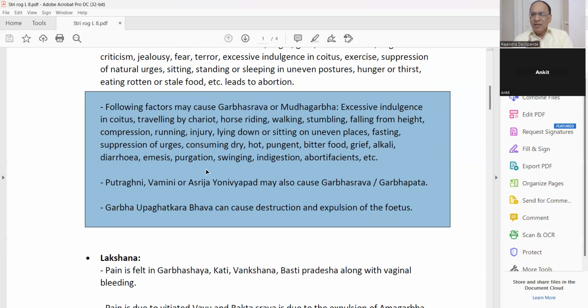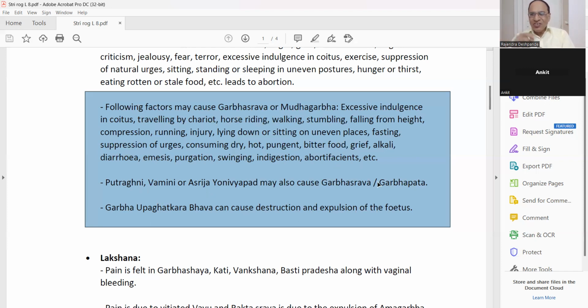Without a prescription, a pregnant lady should not do anything of her own. For anything, she must take the advice of the gynecologist. Okay? So swimming, indigestion, and abortifacients. That means the medicines which can cause abortion. Then here, Putragni, a typical name for the yoni, genital organs, Putragni, Vamini, or Asrija Yoni Vyapad also cause Garbhasrava and Garbhapat.